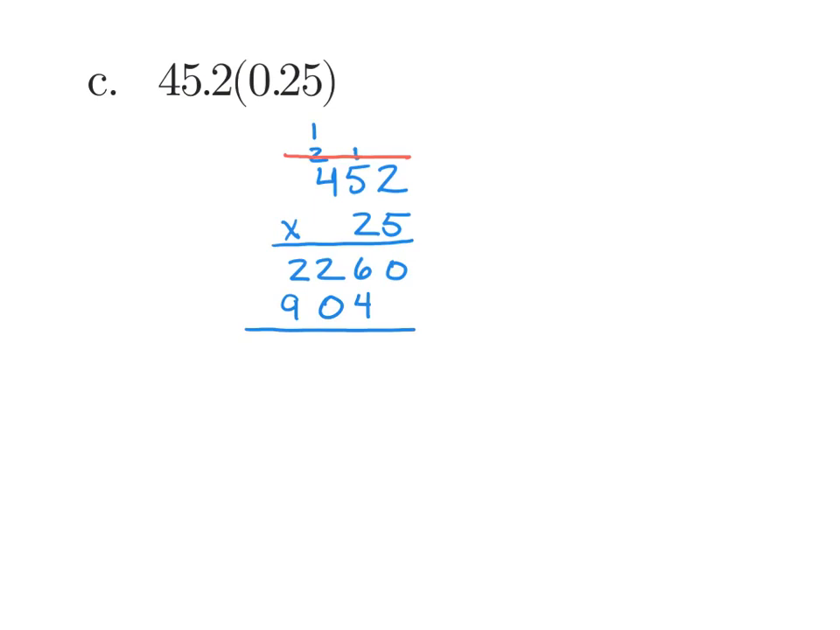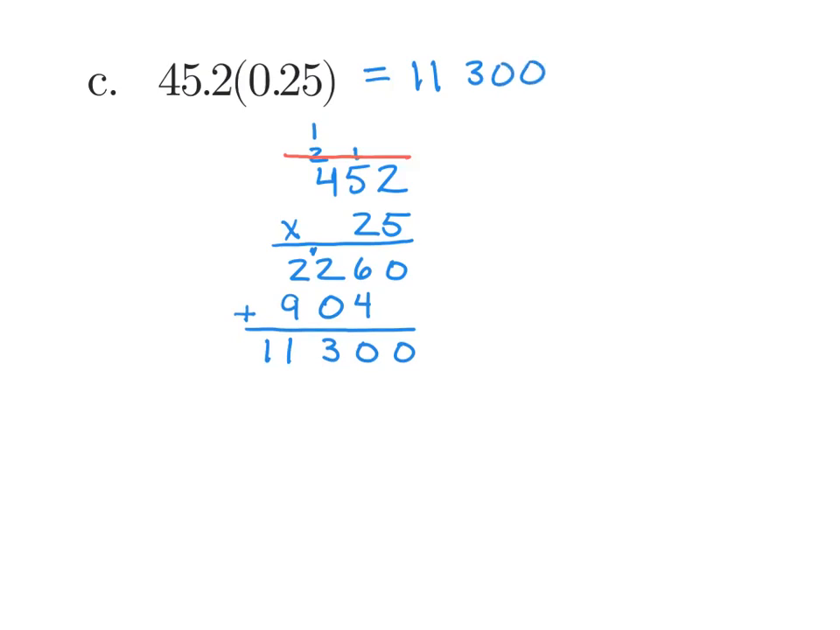And now we go ahead and do some addition. So starting on the right, we get 0. 6 plus 4 is 10. Carry the 1. 1 plus 2 is 3. And 2 plus 9 is 11. So far we have 11, 3, 0, 0.